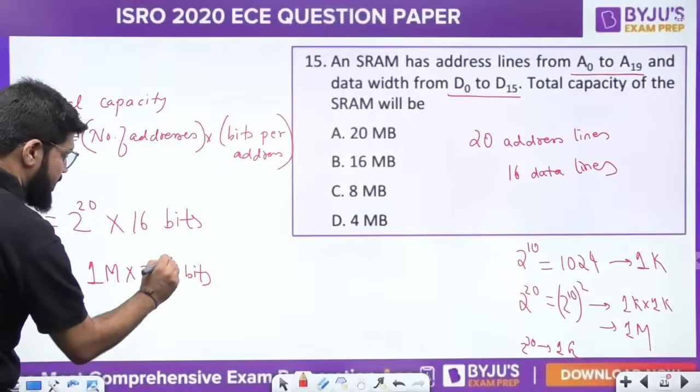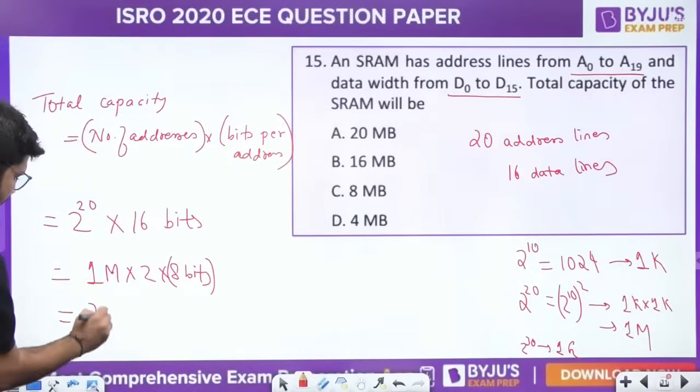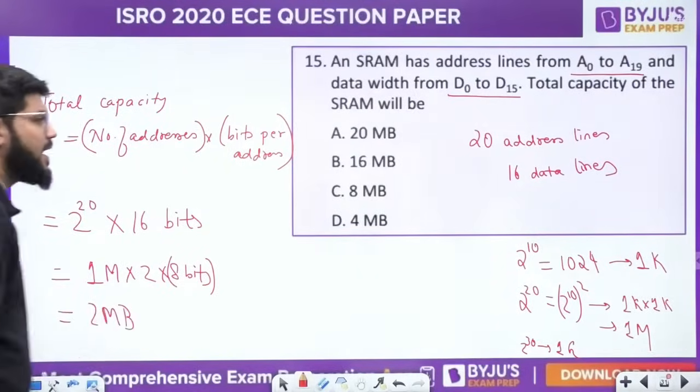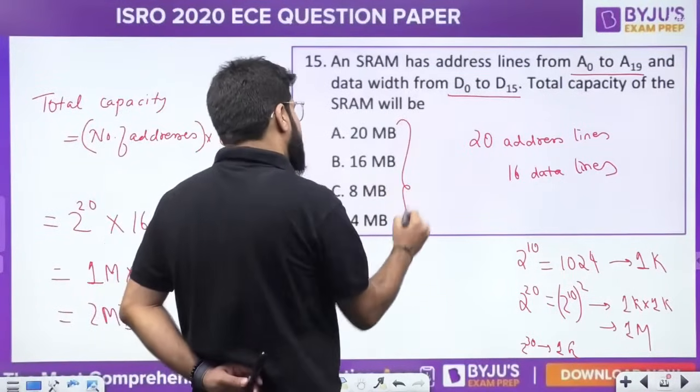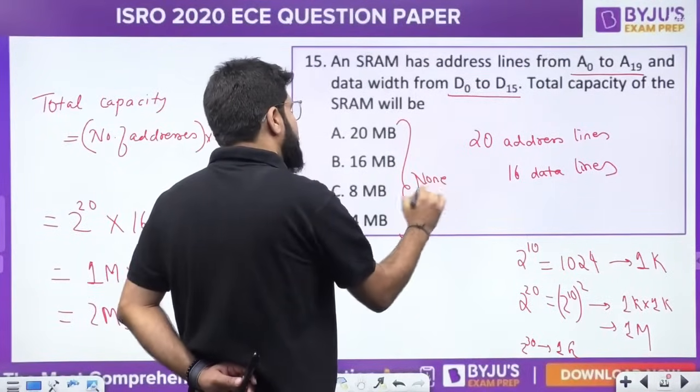Okay, how much? 8 bits is 1 byte. 2 MB, 2 megabytes is the answer, and none of the options will match. Yes, the correct answer is 100% 2 MB.